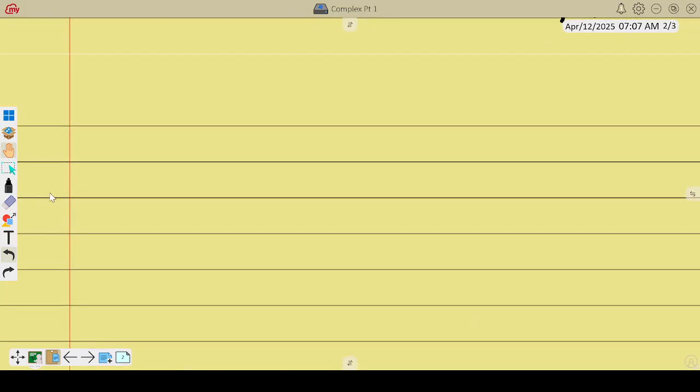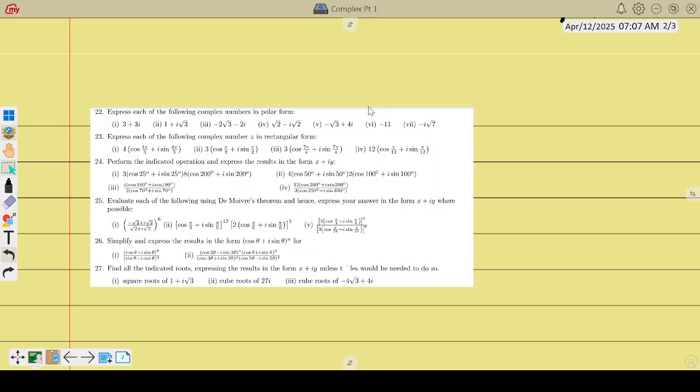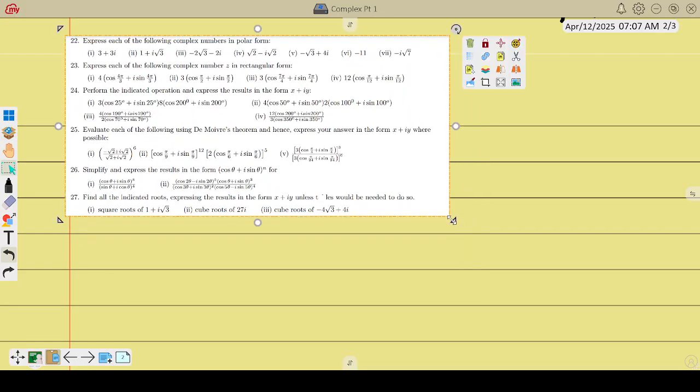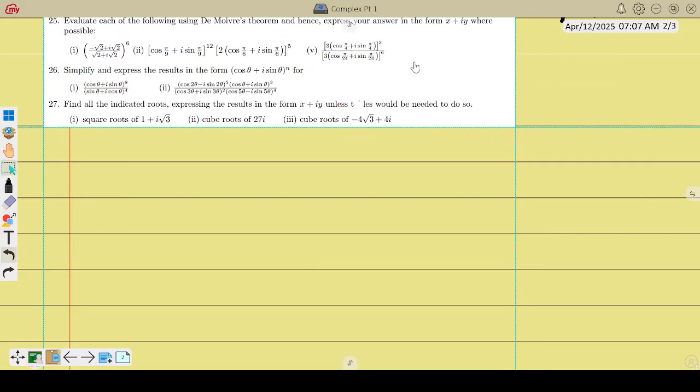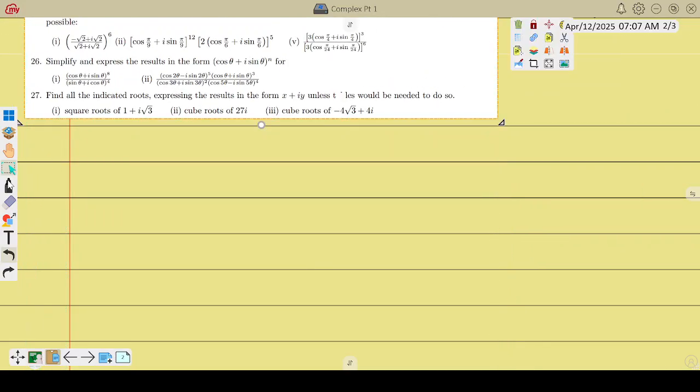Before I collapse while teaching here, let me just do an example, and then you have a rest. Find the indicated roots: square roots. There are more questions down, cube roots of 27, cube roots of that. So how do you find the square roots of this?